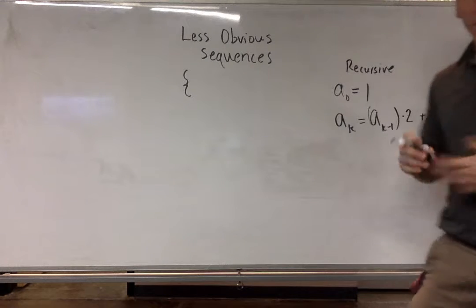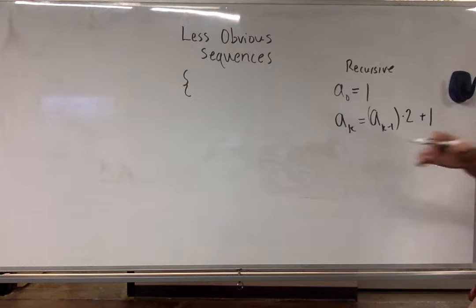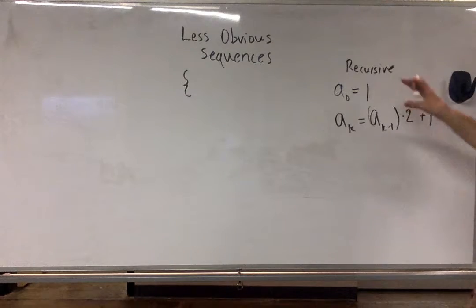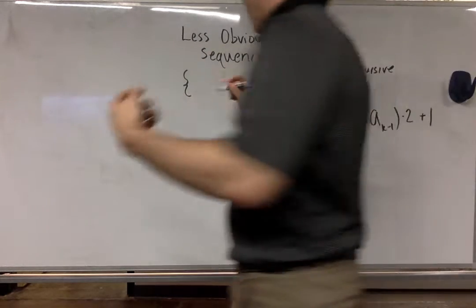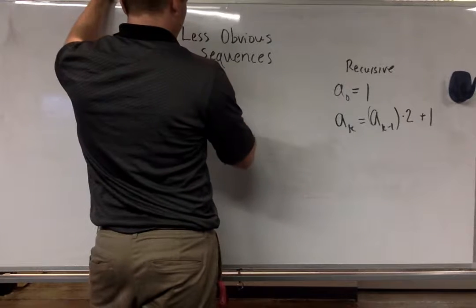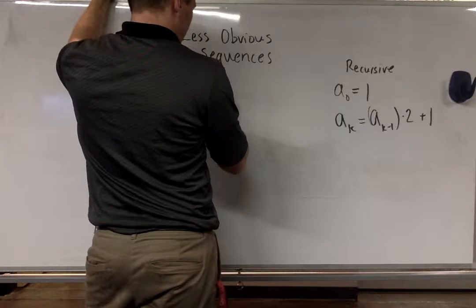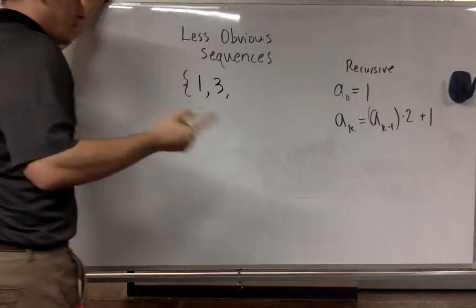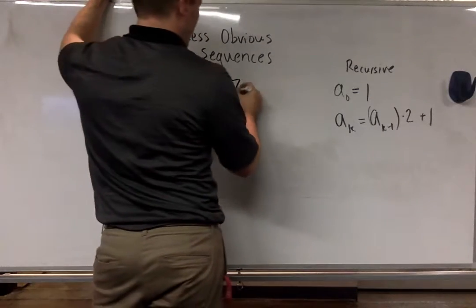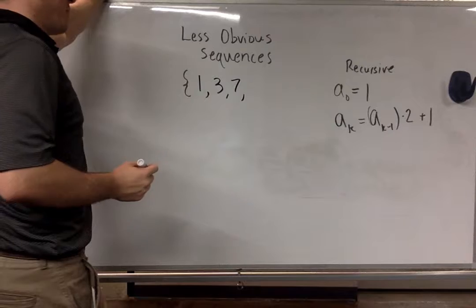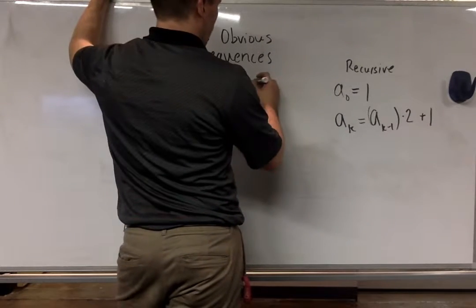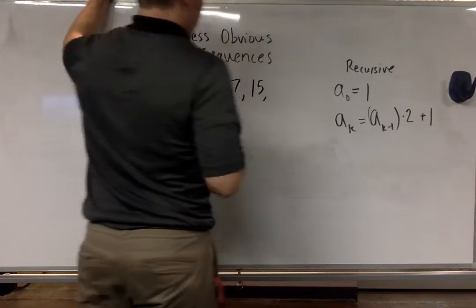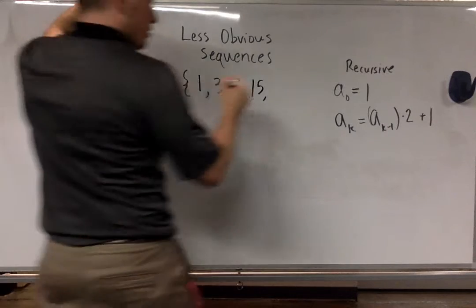I feel like I've heard that before, double it and add 1, as a fun rule to deal with. So I wanted to see what this looks like. Take 1 and then double it and add 1, so that'd be 2 plus 1 is 3. Double that and add 1, so 3 times 2 is 6, plus 1 is 7. Double it and add 1, so 7 times 2 is 14, that'd be 15. Double it and add 1, that'd be 30 plus 1, so 31.